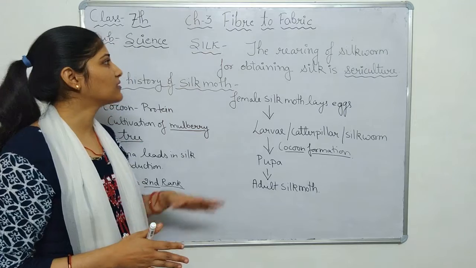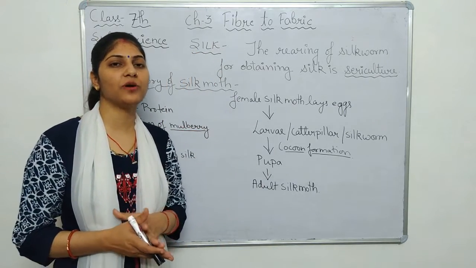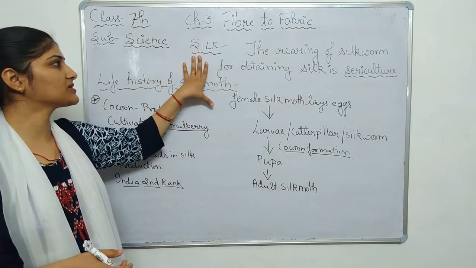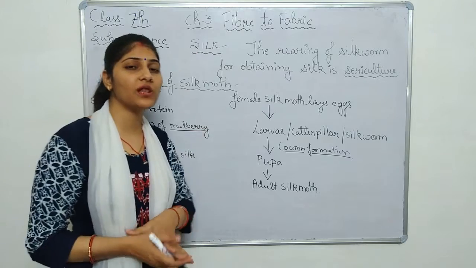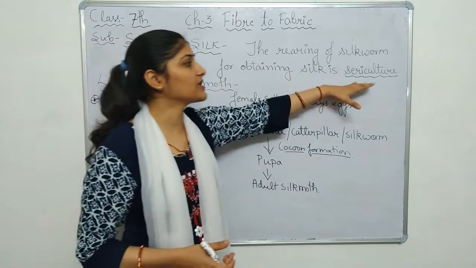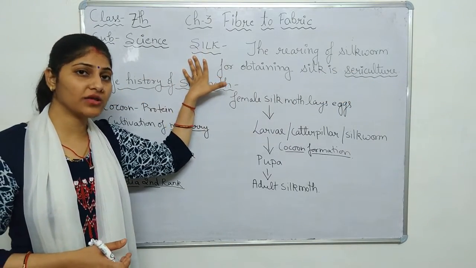To discuss about the silk production. Previously we have already understood about the wool production. So here for the silk, let us first understand that the rearing of silkworm for obtaining silk is known as sericulture. Silk, in Hindi we call it as resham.